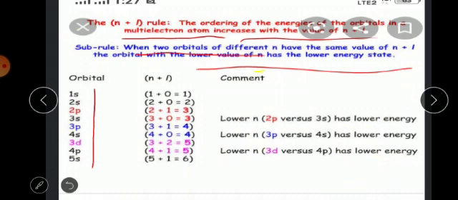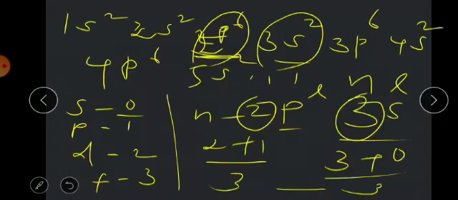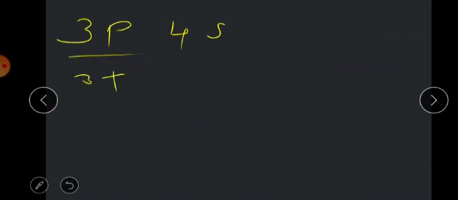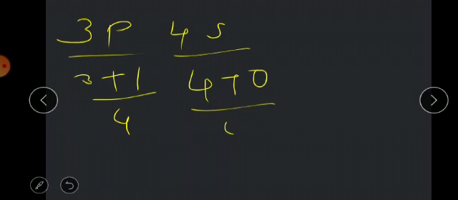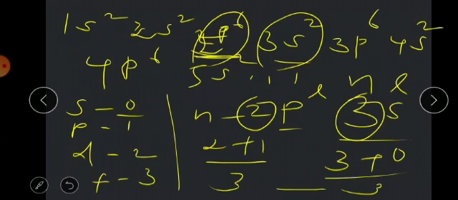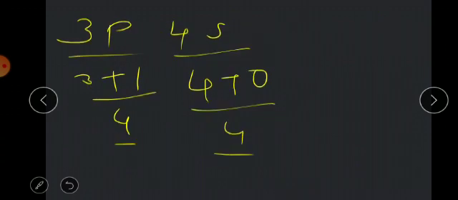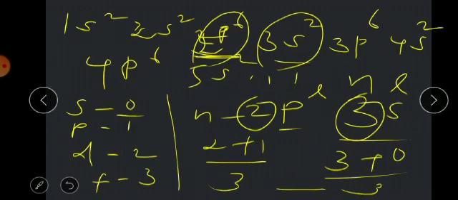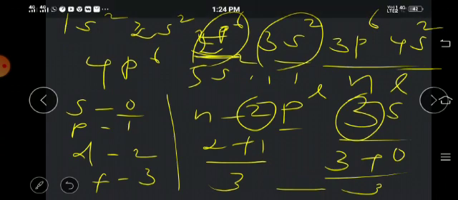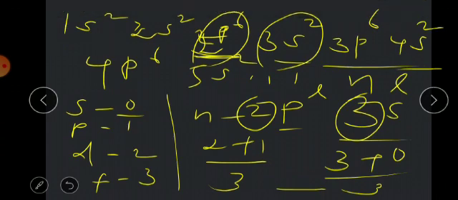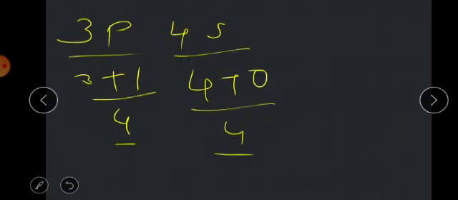One more example we can write: 3p as well as 4s. How can we calculate here? By the n plus l rule. 3 plus the value for p, which is 1, totally 4. And 4 plus the value of s, which is 0, total is 4 only. So why are we writing 3p first and 4s next? Because both n plus l values are 4.